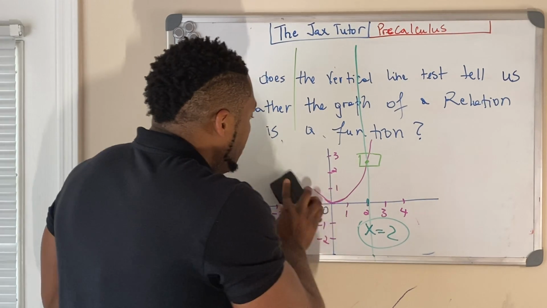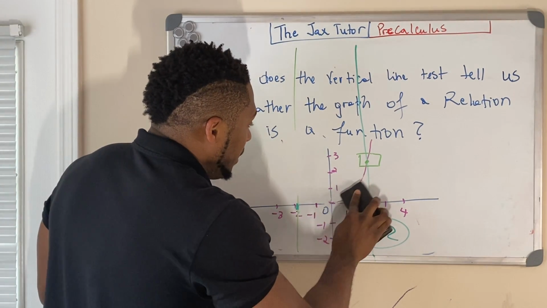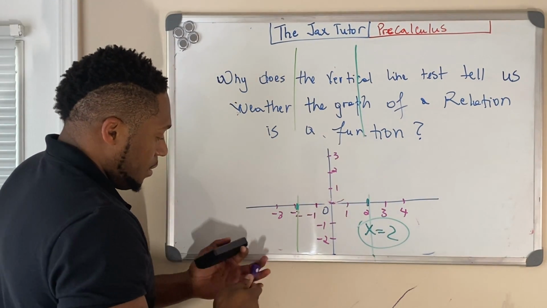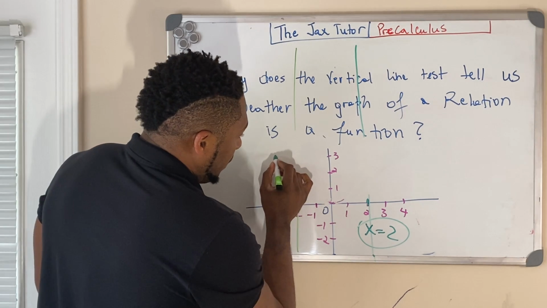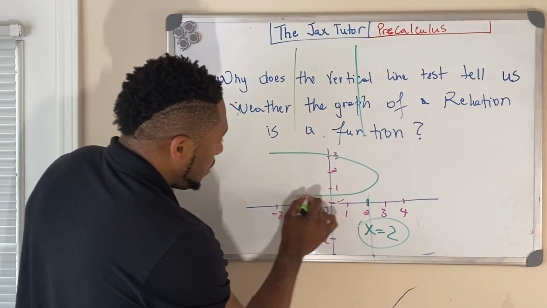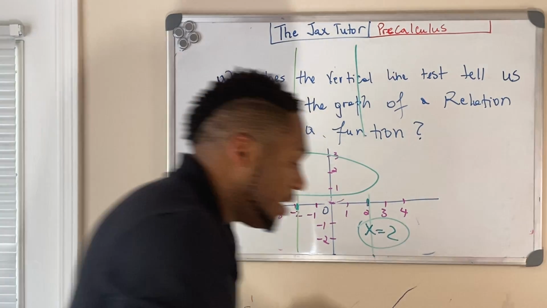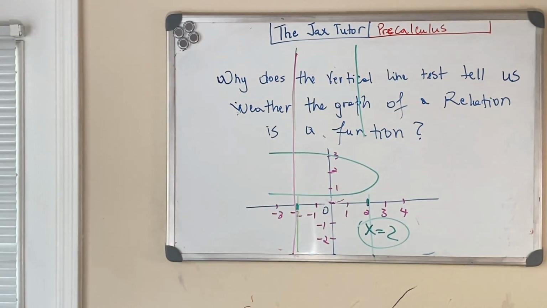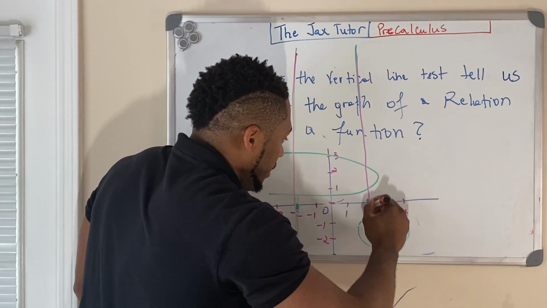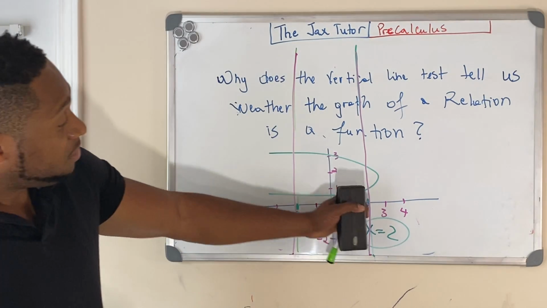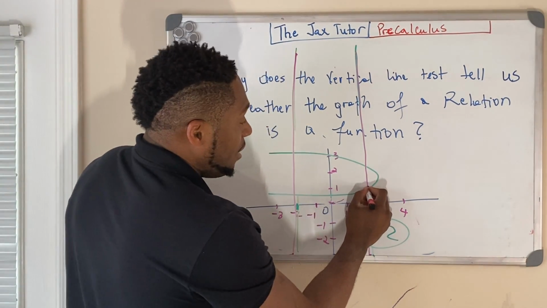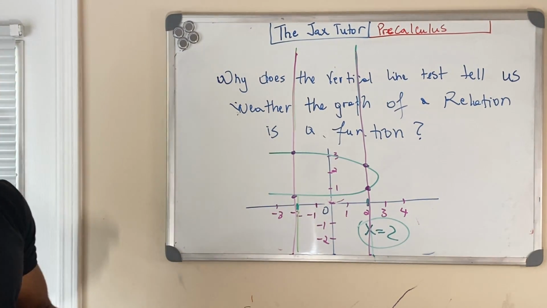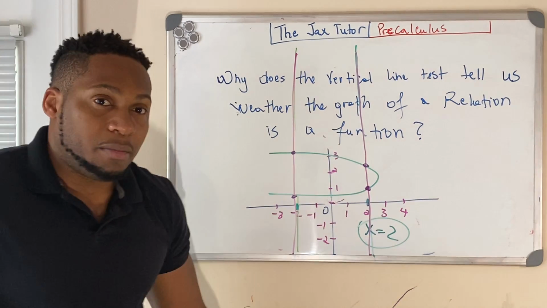I'll show you something else that doesn't pass the vertical line test. Let's say I have a graph here that looks like this. If I draw a vertical line going down, a vertical line close to 2, and a vertical line close to -2, then for that one value of 2, the graph intersects the vertical line at 2 points. Here's the same thing. So this is not a function, because it doesn't pass the vertical line test.